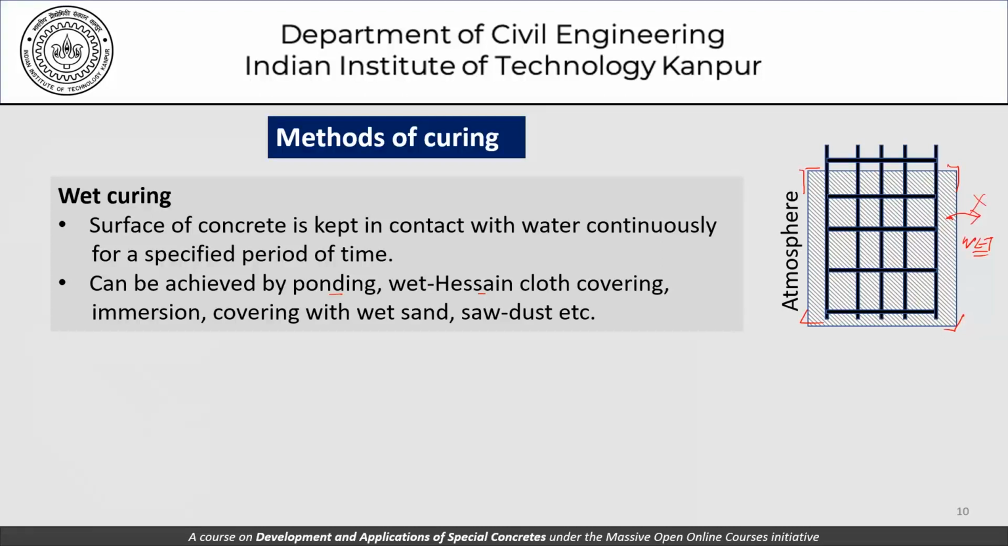How we keep it wet is by ponding. If it was possible on a horizontal surface like this, we could probably make a pond here. It's something which is used in pavements. In slabs, it is easy to do, but methods like wet hessian cloth covering or wet gunny bag curing are something which we often use on the sides. Now, how long should this be maintained? This is given as a specified period of time. Now, this specified period of time would depend on what?